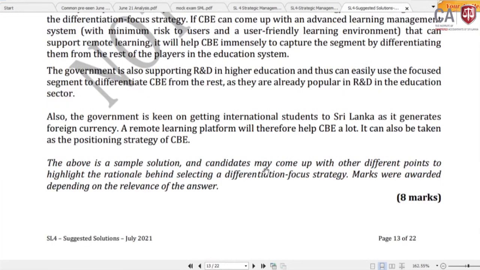The government is also supporting research and development in higher education, and thus CB can easily use the focus segment to differentiate itself from the rest, as they are already popular in R&D in the education sector. Also, the government is keen on getting international students to Sri Lanka as it generates foreign currency. A remote learning platform will therefore help CB a lot. It can also be taken as a positioning strategy of CB. Yes, this learning platform is identified as the focus differentiation strategy. Through that you try to differentiate the product from others.